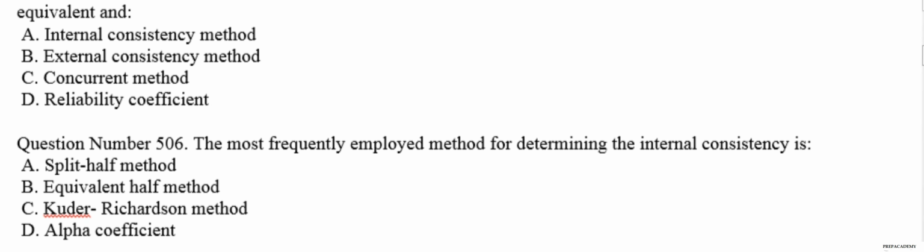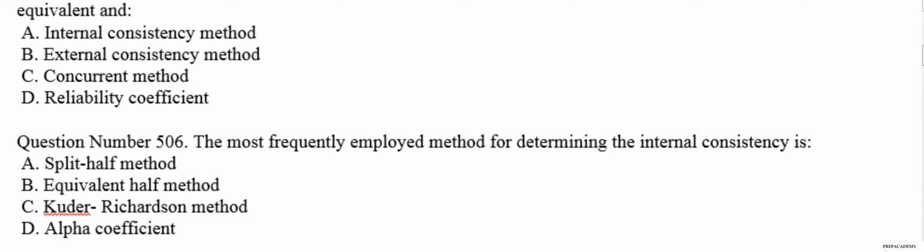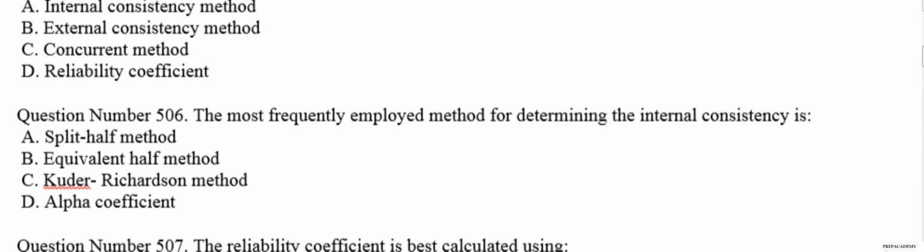Question number 506. The most frequently employed method for determining the internal consistency is A, split half method. B, equivalent half method. C, Kuder-Richardson method. D, alpha coefficient. The correct answer is option C, Kuder-Richardson method.